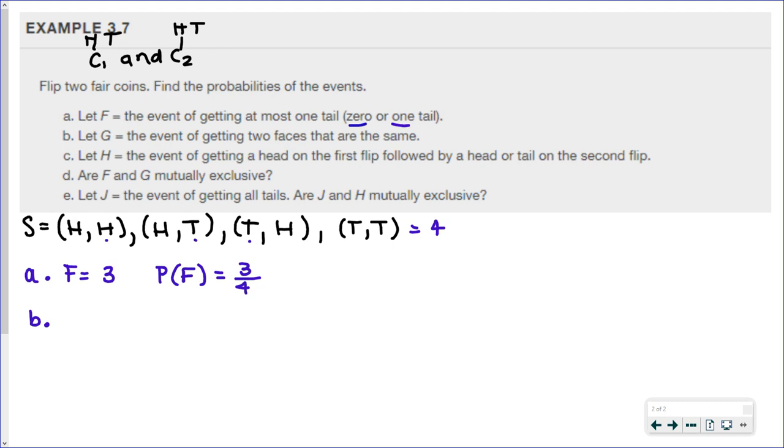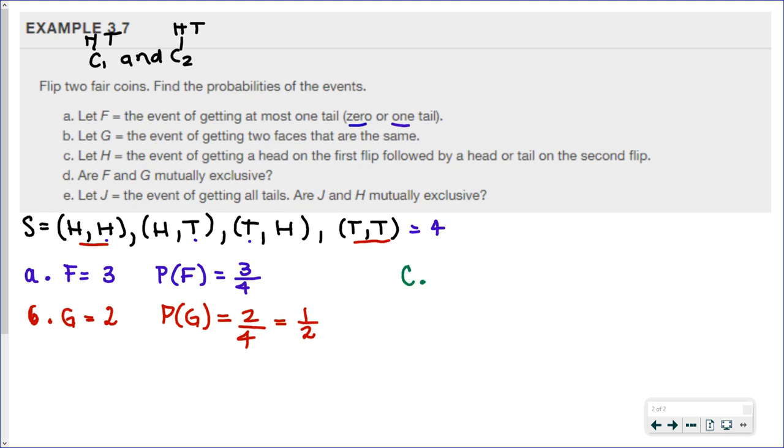B. Let's use a different color. For B, we're going to let G equal the event of getting two faces that are the same. So we're looking for heads, heads, and tails, tails. In our list, there are 2. Heads, heads, tails, tails. So G is 2. So the probability of G happening is 2 out of the total 4. And if we reduce that, we get 1/2.